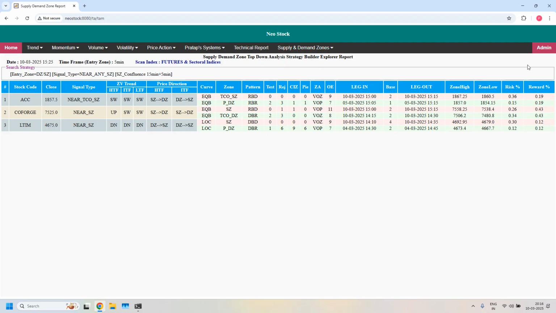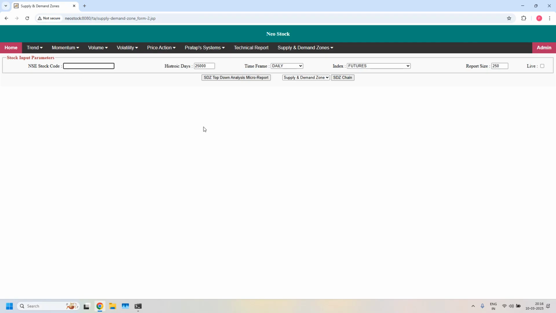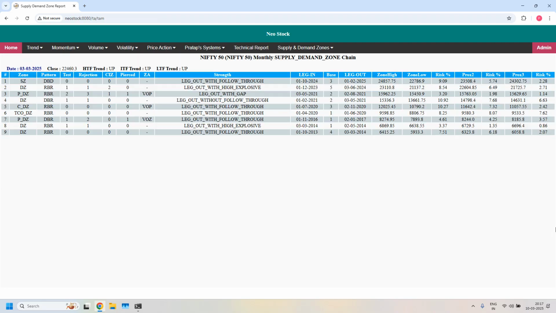Next, we can generate Nifty and Bank Nifty supply demand zone chain. Let me start with Nifty. Starting with monthly time frame, generating Nifty supply demand zone chain on monthly time frame. Always look into the zone column to find high liquidity zones. Look into the pierced column to find the pierced zones. Always look into the LTF trend to find the trend of the current time frame you have selected. Apply the same points to the remaining supply demand zone chain reports. So this is monthly supply demand zone chain for Nifty.